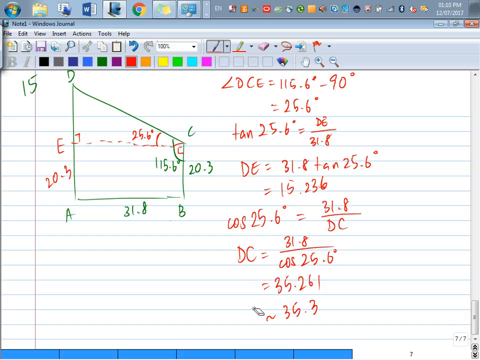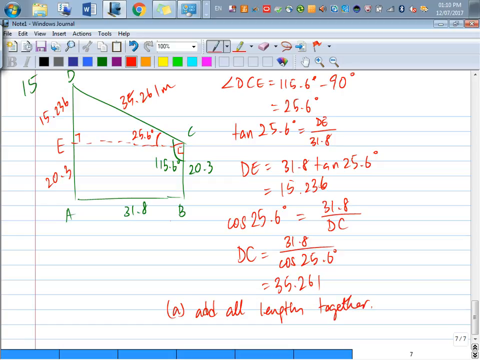Oh no, I don't want to round it off yet. Sorry. Okay, so now I have DC, which is 35.261 meters, and DE I found it to be 15.236. So now the perimeter is straightforward. We just add everything up. Okay, that's for part A. Add all lengths together.